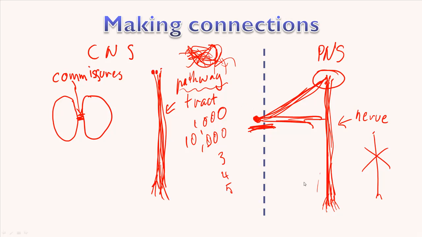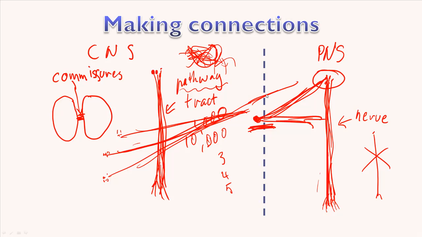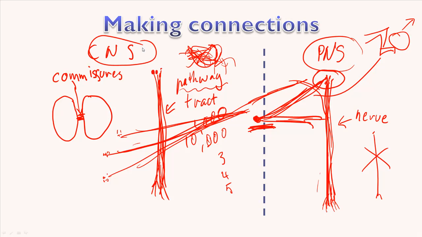So maybe if we want to kick a football, there's only say 3 or 4 groups of neurons. So we have different tracts, say, or different pathways, and they all culminate together and they go out, and then they go and let us kick the football. All right, so these are ways that we can connect between the two main areas of our nervous system: the peripheral nervous system and the central nervous system.